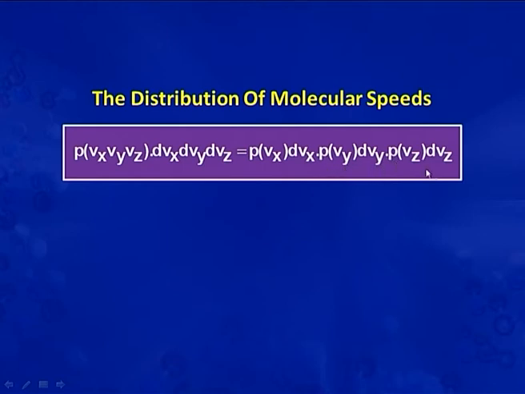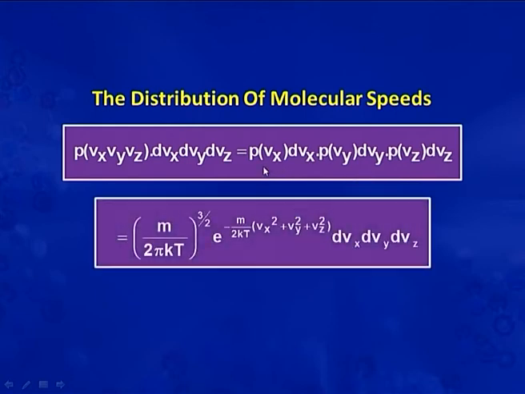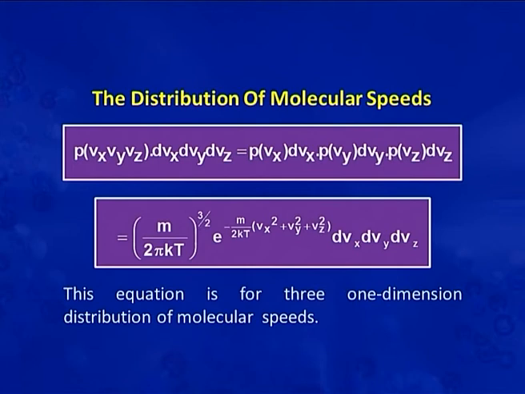into P(Vz) dVz. Now, we will put the values of all these equations, that is (m by 2 pi kT) to the power 3 by 2 into e to the power minus m by 2kT into (Vx square plus Vy square plus Vz square) into dVx dVy dVz. So, this equation is for 3 one-dimensional distribution of molecular speeds.